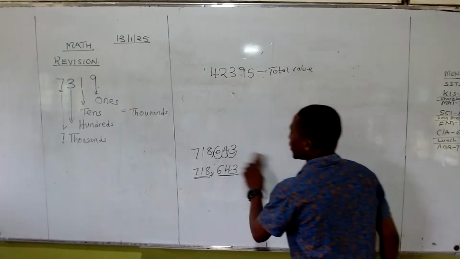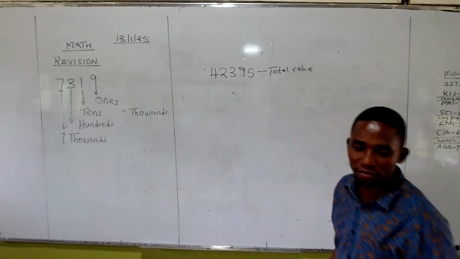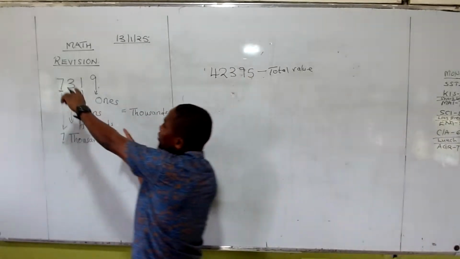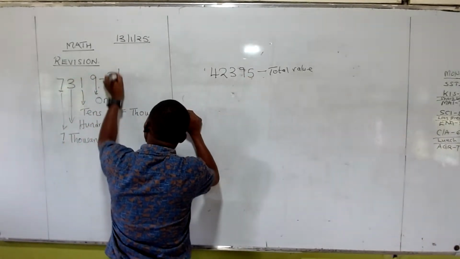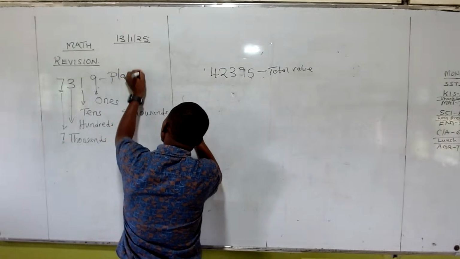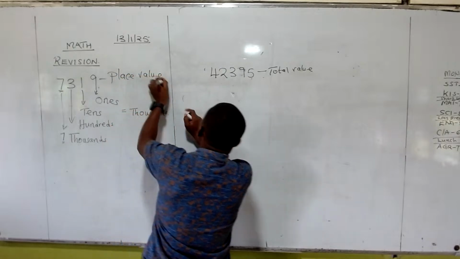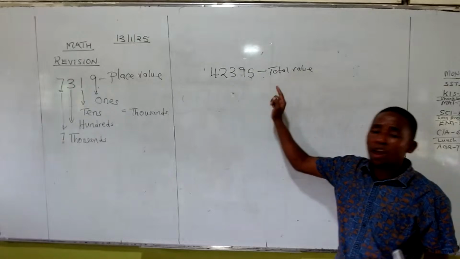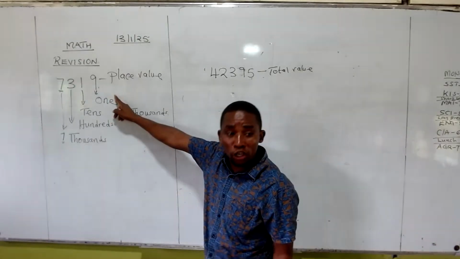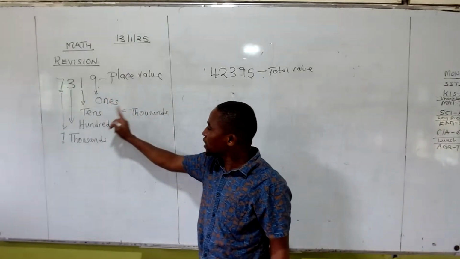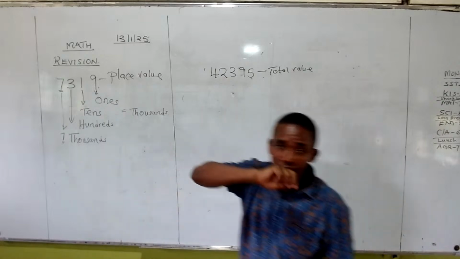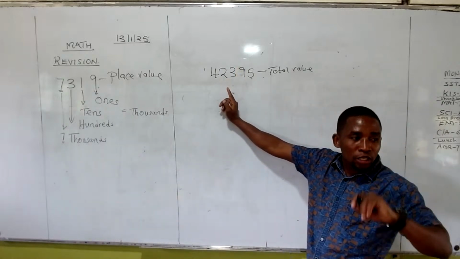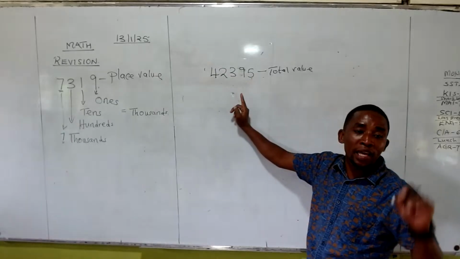Can we do it together? Then I give you a challenge. Is that okay? So drop here. Here is place value. And here we are talking about total value. I want you to see the difference between place value and total value. We said place value is the position, so it can be ones, tens, hundreds, thousands. But total value, we work out by multiplying the digit by its place value.